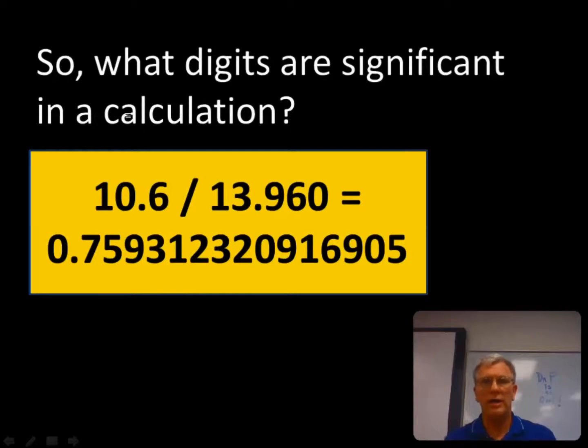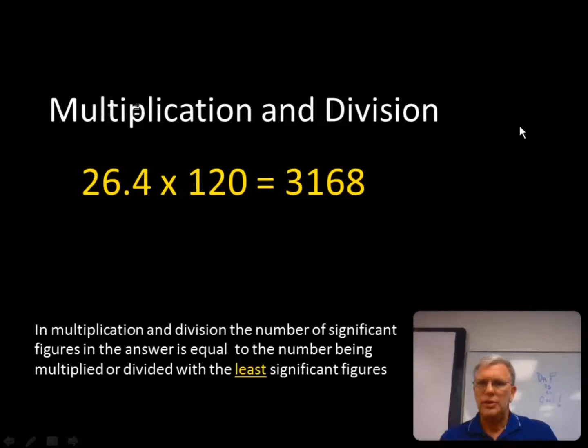So now that we know how to count significant figures, how do we know how many significant figures there needs to be in our answer in this problem? There are some rules to determine that. First of all, if you're multiplying or dividing, the number of significant figures in your answer is going to be equal to the number with the least number of significant figures in the problem.